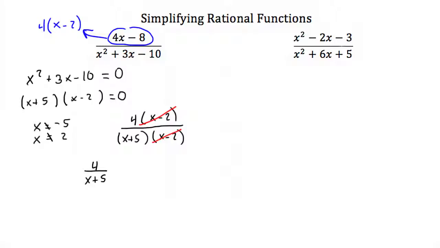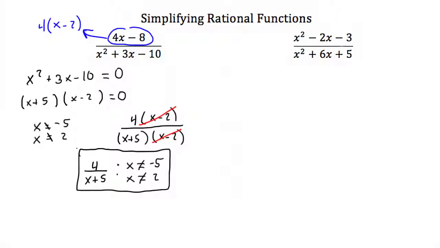But my domain for my original function goes along even though we simplified this function. This 4 over x plus 5, its domain would be all real numbers except when x is equal to negative 5. But because our original function also couldn't have x equal 2, that means our simplified expression also can't have x equal 2. So our answer would be 4 over x plus 5, and then we would have to note that x cannot equal negative 5 and x cannot equal 2.